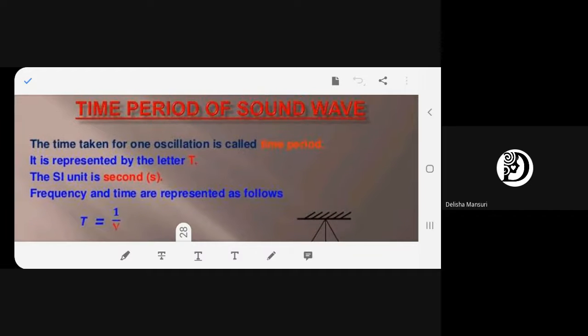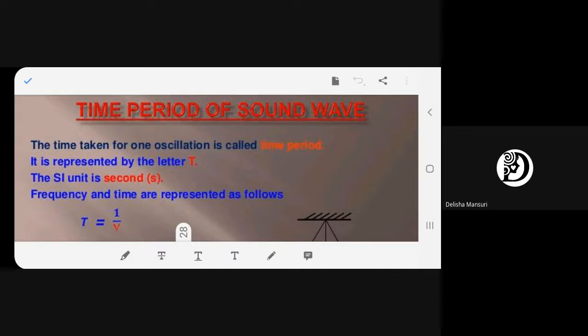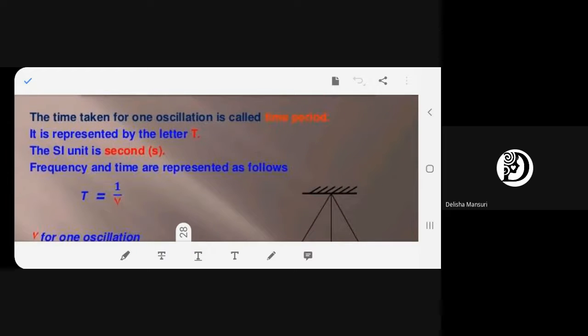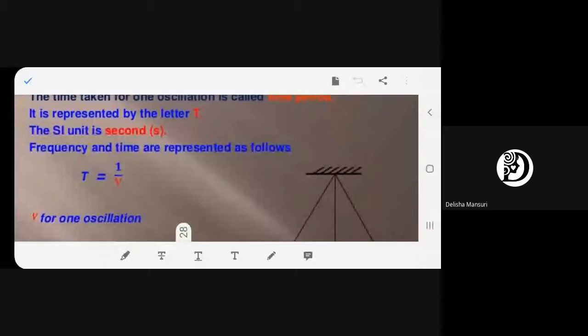The period of time taken for one oscillation is called time period. It is represented by the letter T. The SI unit is second. Frequency and time period are represented as follows: T is equal to 1 upon frequency, 1 upon nu.